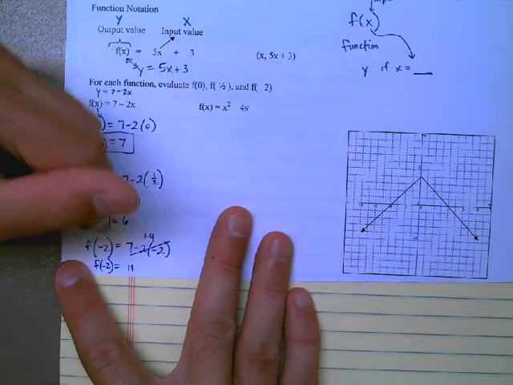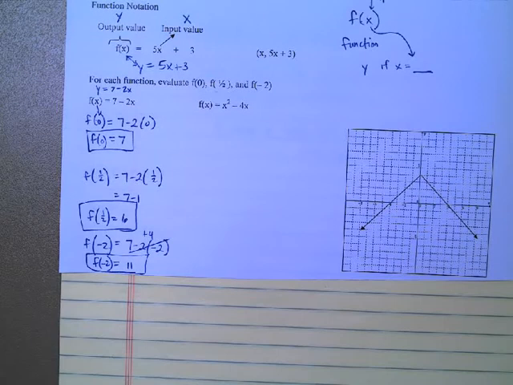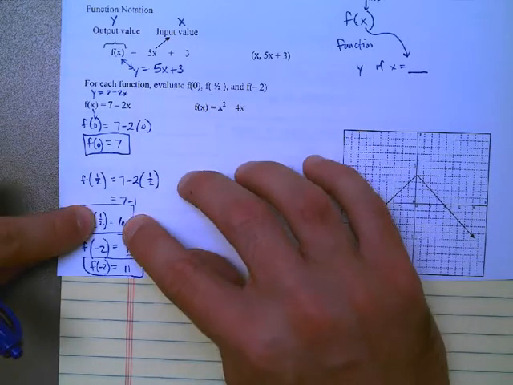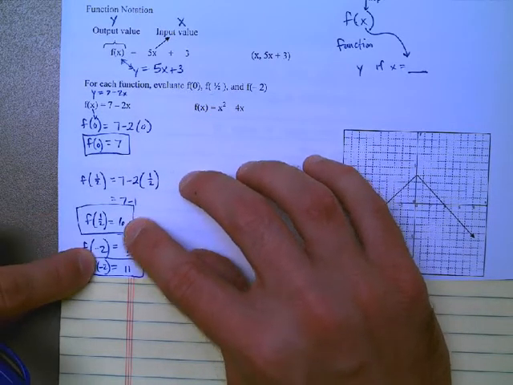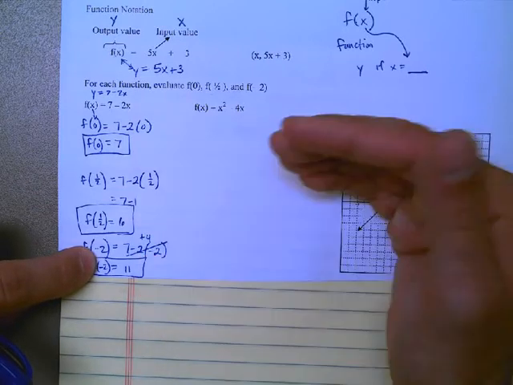So really, in essence, you might see this already. All I'm really doing is plotting points, right? Plotting xy coordinates. (0, 7) is a coordinate on my graph. (1/2, 6) is a point on my graph. (-2, 11) is a point on my graph. I've got 3 points already. And so I'm just plotting coordinates.